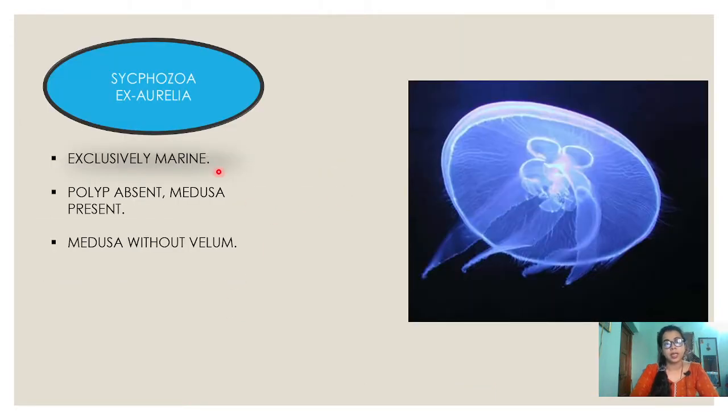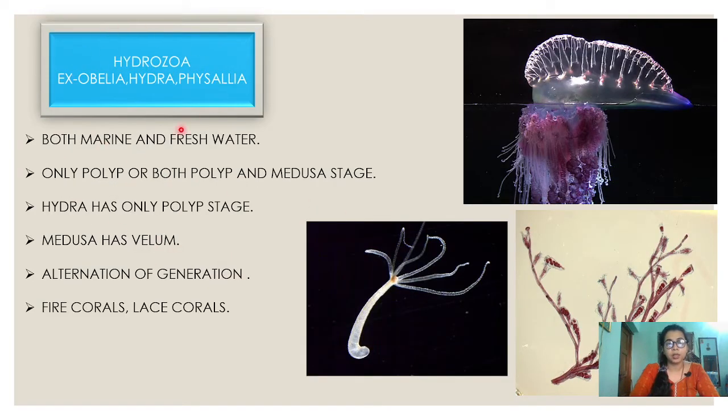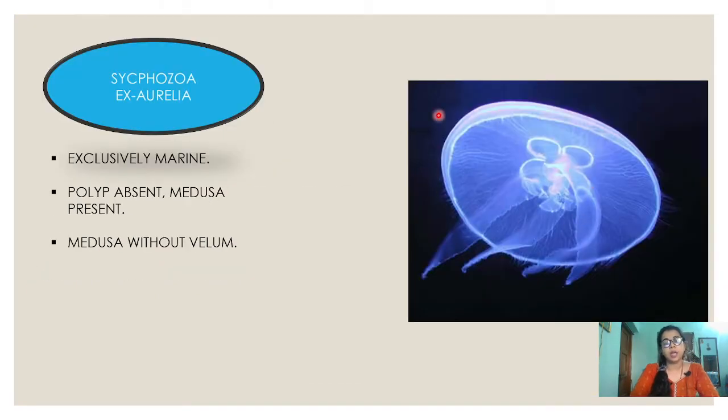Moving to the next class, Scyphozoa. The example is Aurelia. This is the Aurelia, and they are exclusively marine, no freshwater. In this case the polyp is absent, only the medusa is present. These are important characteristic features which distinguish each class, which is very important from the exam point of view. And the medusa is without velum. In the previous class, Hydrozoa, the medusa had a velum, but here the medusa is without velum.